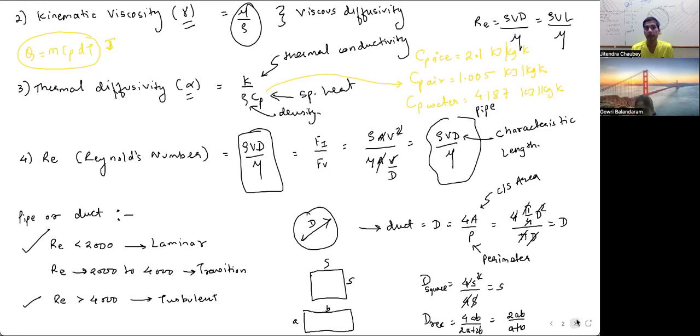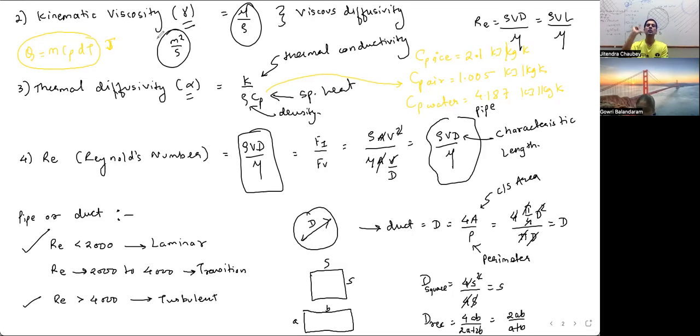Talking about the units, you should also know the unit of nu, kinematic viscosity. It is simply Pascal second upon kg per meter cube, simplified. Is it meter square per second or meter square second? It is meter square per second. Kinematic viscosity, yes, meter square per second.